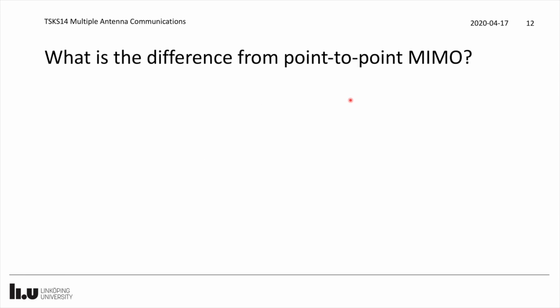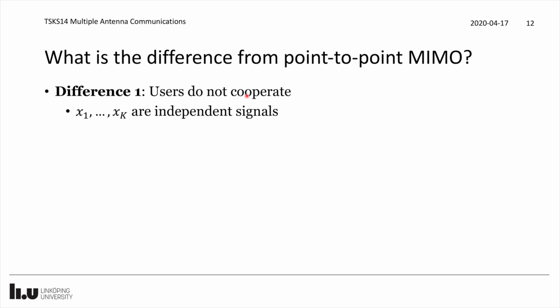So what is the difference then from a point-to-point MIMO case? There are actually 4 very important differences that will make the analysis rather different. The first one is that the users do not cooperate. So x1 to xK are going to be independent data signals. And this is very different from the point-to-point MIMO case, where the optimal vector x was created by taking an information signal and multiplying it with the matrix coming from the singular value decomposition of the channel. And in that way we would take the information and spread it out over the antennas in different ways. But here we want to have independent signals because the users have their own signals to transmit.